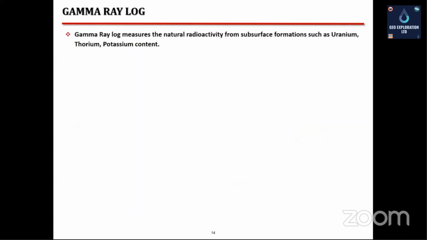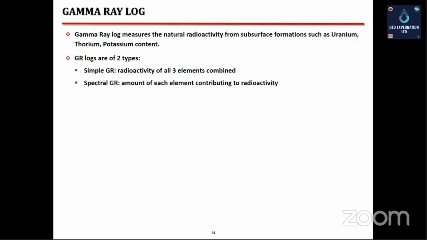Coming to the gamma ray log. Gamma ray log measures the natural radioactivity from subsurface formations, such as uranium, thorium, and potassium content. Gamma ray logs are of two types: simple, where the radioactivity of all three elements are combined to give a single reading, and spectral gamma ray, where the amount of each element contributing to the radioactivity is individually reported in order to do multimineral analysis.